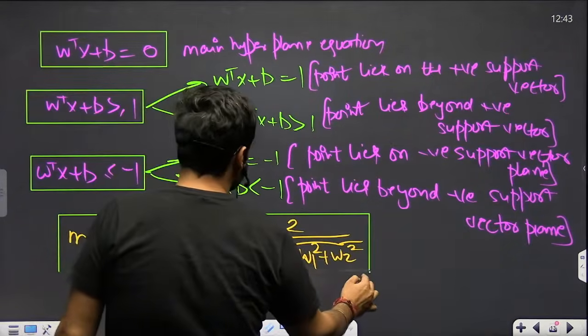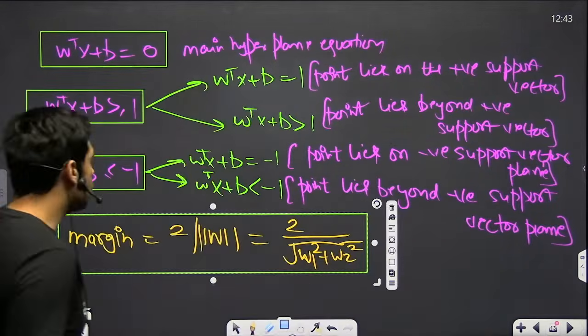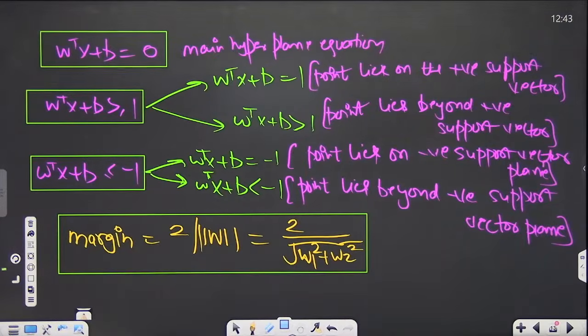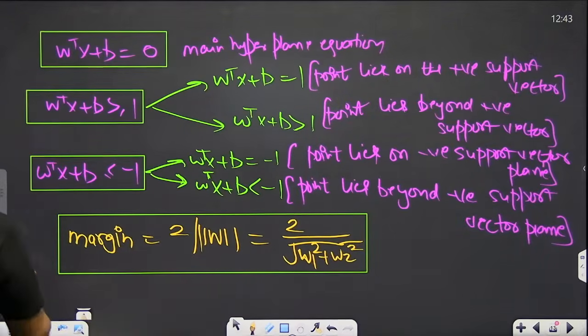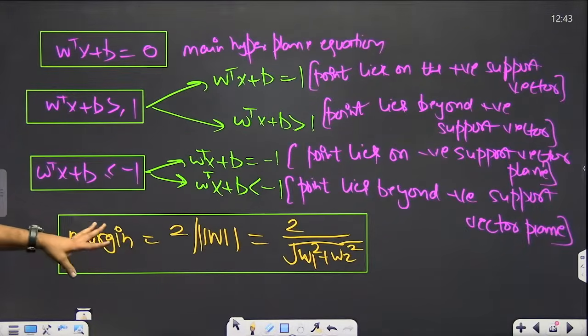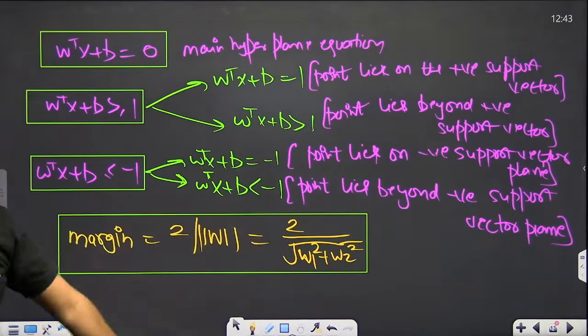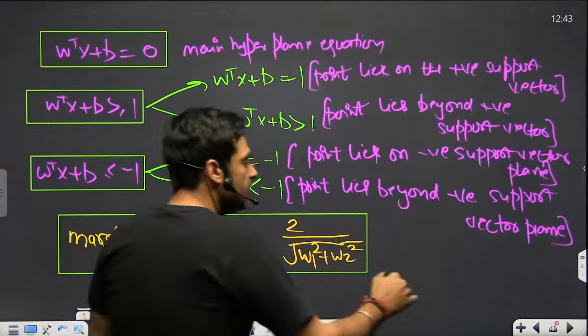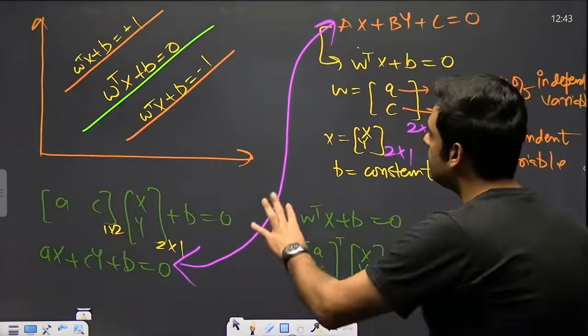I just forgot to tell you, this is the updated formula for margin in this case, in the vectorial form. Please everyone note it down. This is the updated formula for margin: 2 upon norm of W. I'll just tell you why that is 2 upon norm of W.